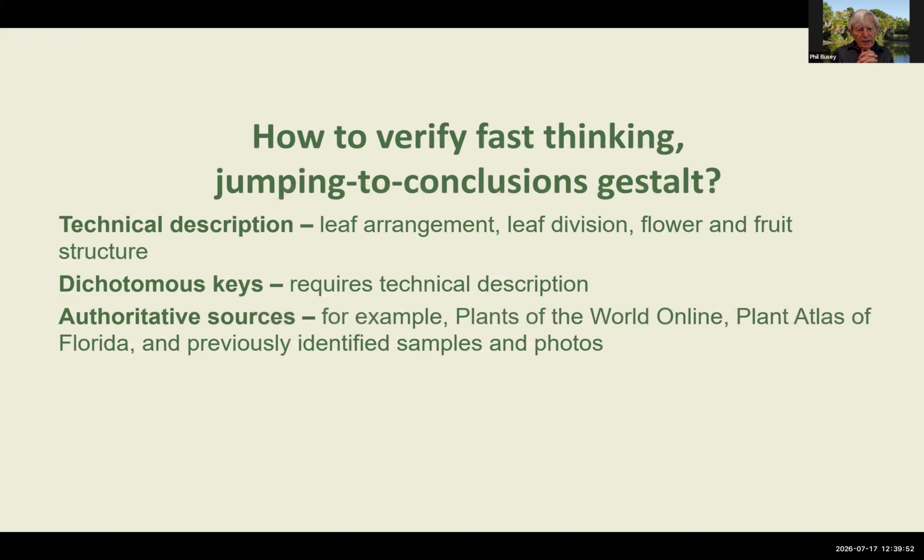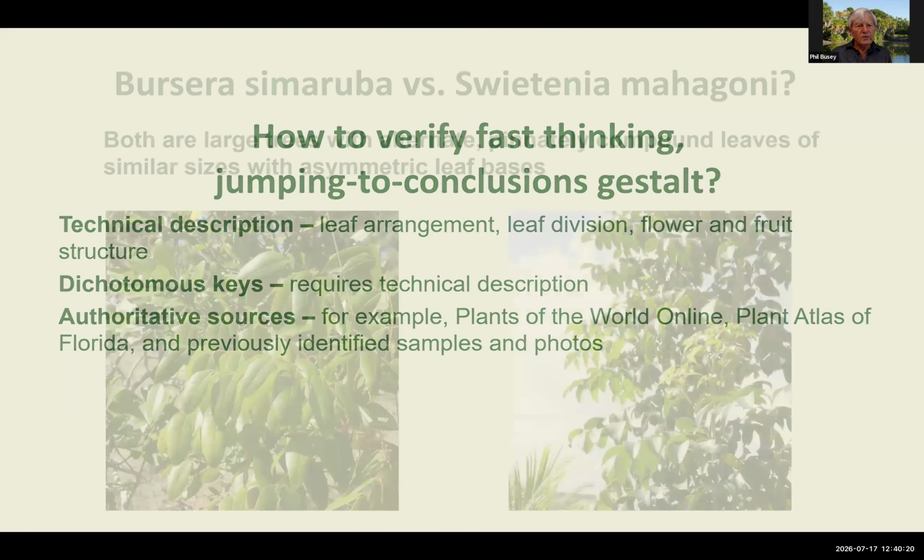So I want to talk a little bit about how fast thinking, jumping to conclusions, Gestalt identification can be verified. And for this, we have to use the technical descriptions. I'm not saying get away from Gestalt, but use it in its place and then try to verify through the technical descriptors of what a plant is. And I mentioned the authoritative sources, the Plants of the World Online and the Atlas of Florida Plants.